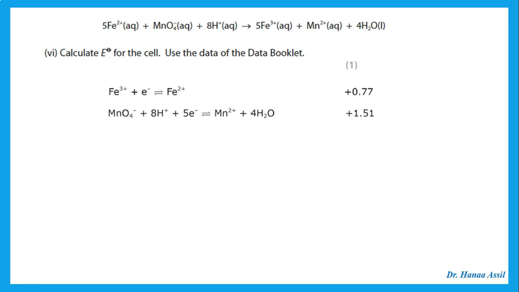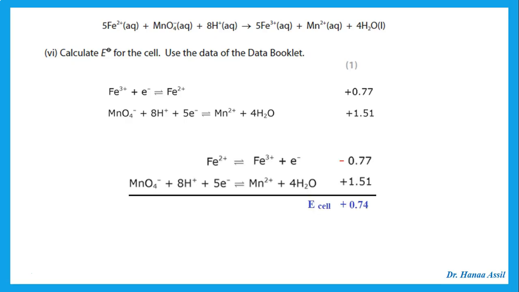And then I look at the equation. Do we want them as they are or should we invert them? Well, of course, the iron 2 plus, I want iron 2 plus to iron 3 plus. So that is the inversion of what I got from the data booklet, and that means I need to invert the sign. So now it's a minus 0.77. The manganate is as it is, plus 1.51. Add them up, the E cell is plus 0.74.